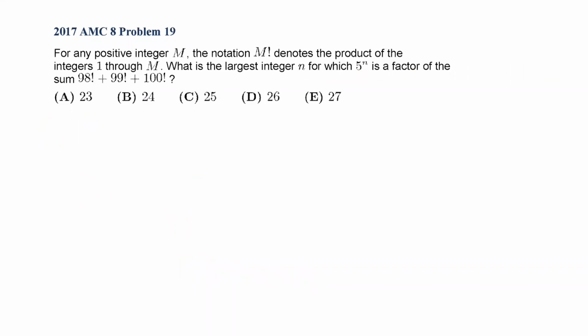Okay, for any positive integer m, the notation m exclamation point, which is pronounced m factorial, denotes the product of the integers 1 through m. What is the largest integer n for which 5 to the nth power is a factor of the sum 98 factorial plus 99 factorial plus 100 factorial?